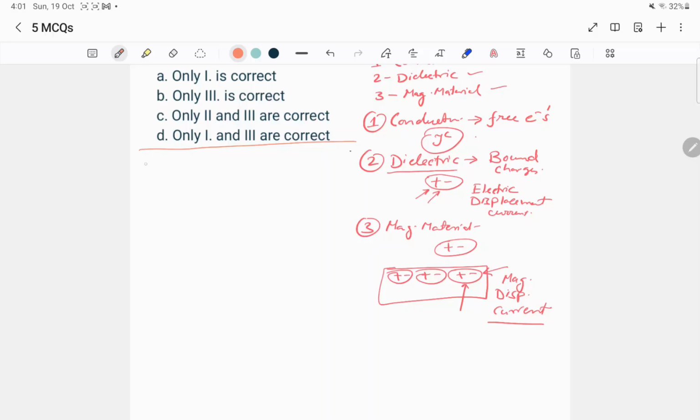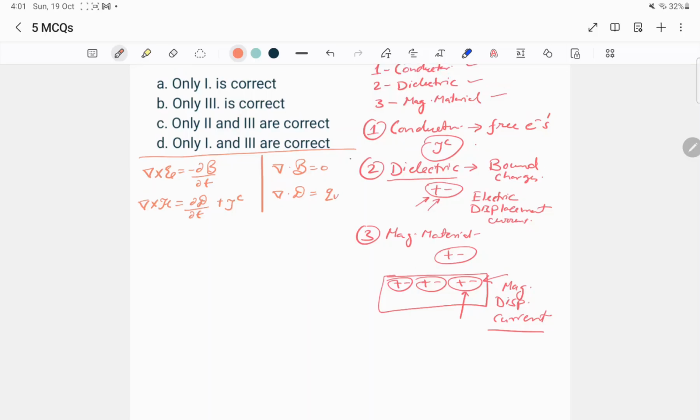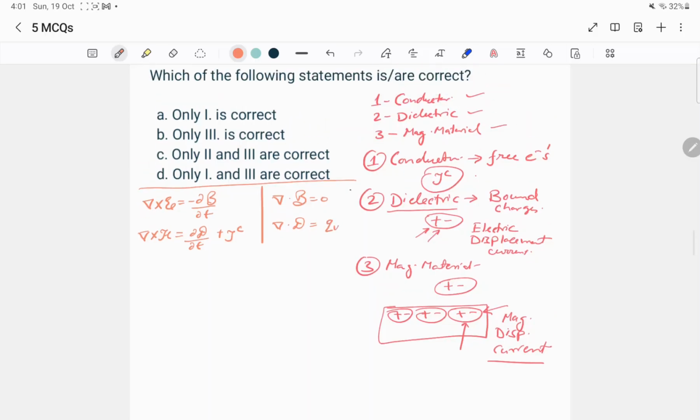Let us write the Maxwell's equations one by one. The first is del cross E equals minus delta B over delta T. Del cross H equals delta D over delta T plus JC, and here we have del dot B equals 0 and del dot D equals QV.